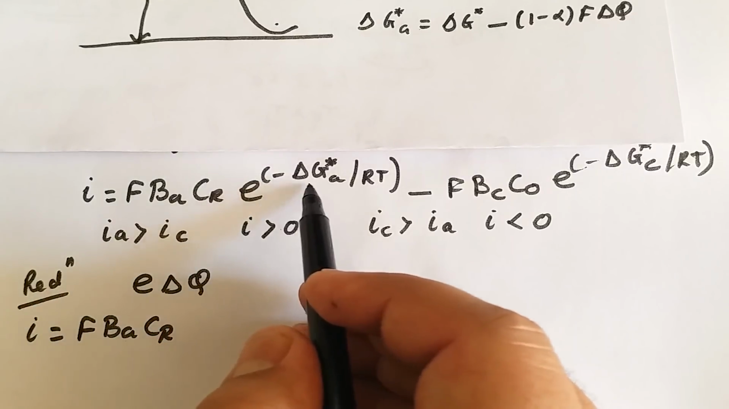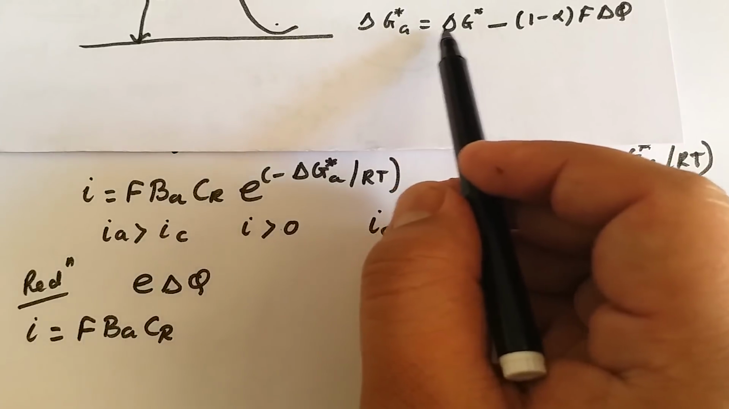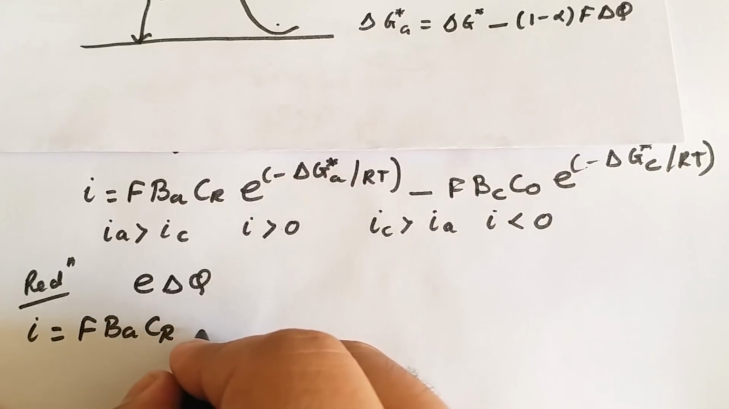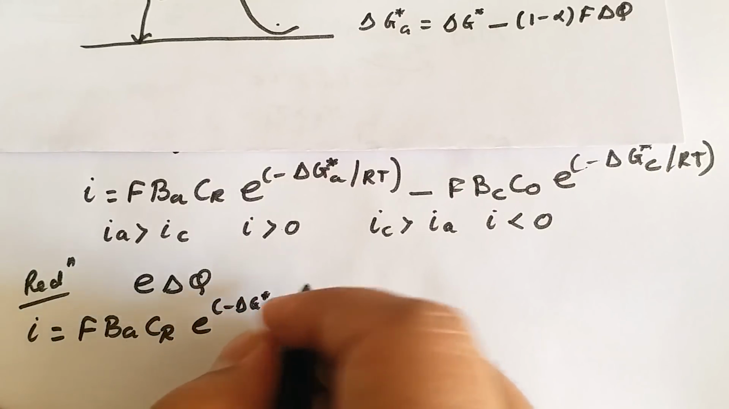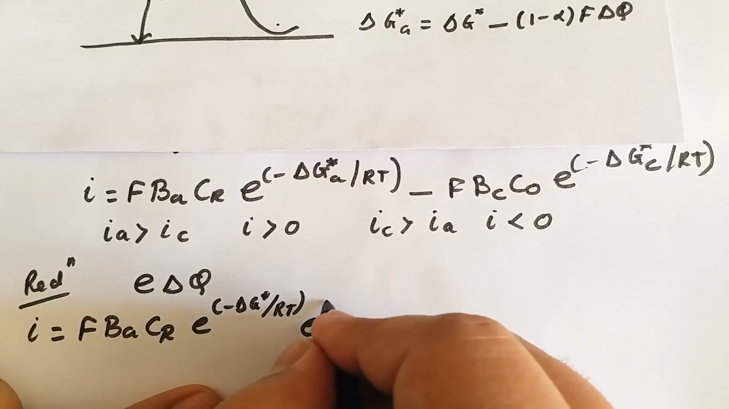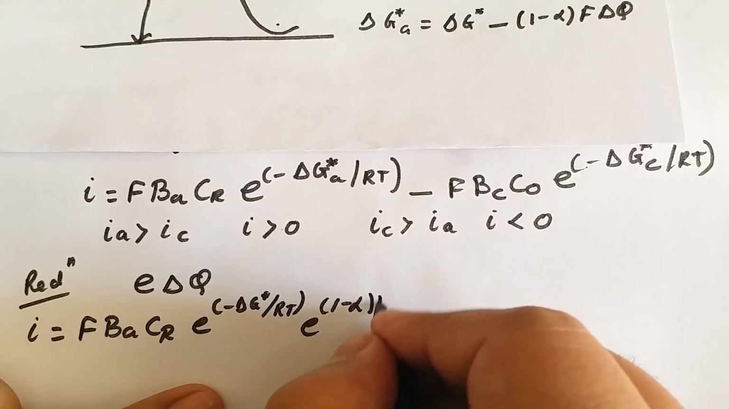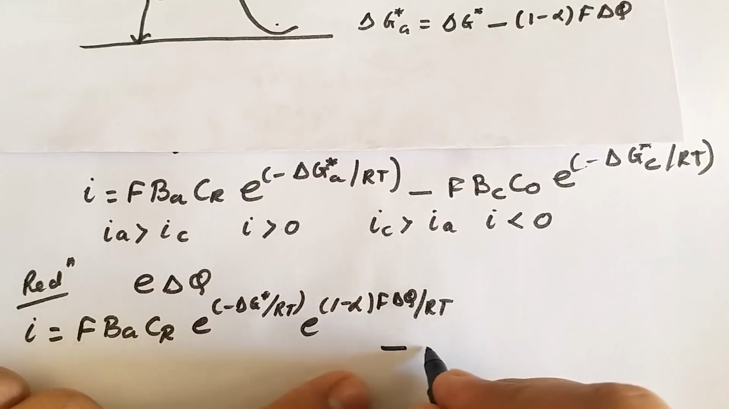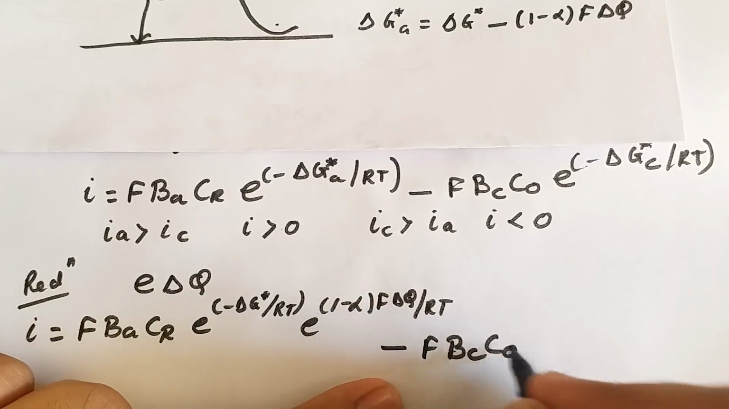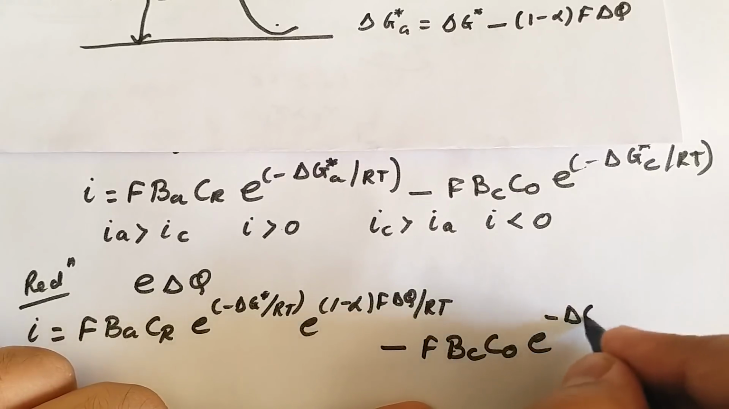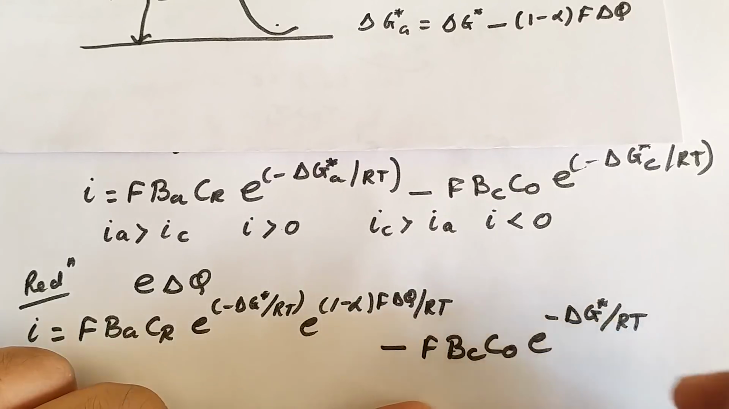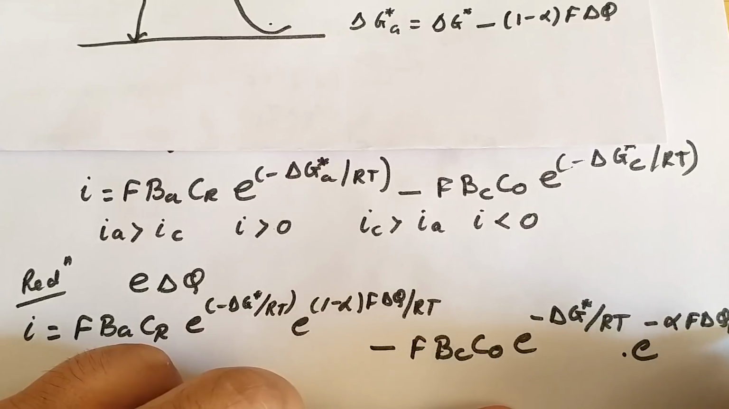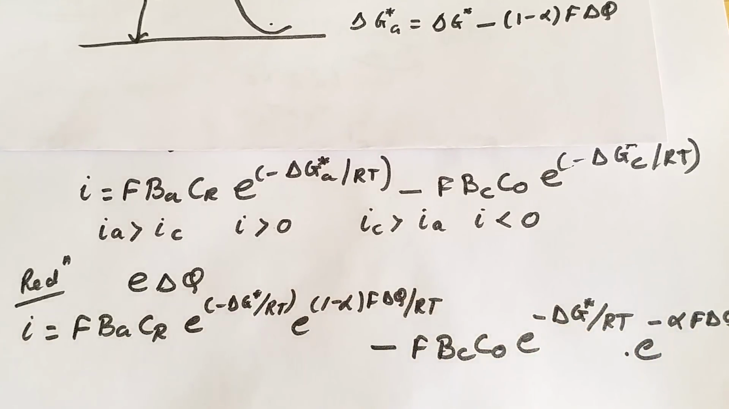So over here we have minus ΔG*a, so this will become minus ΔG*, and this will become plus, and I can directly separate both of them. So we will have e to the power minus ΔG* upon RT into e to the power (1 − α)FΔφ upon RT, minus F kc C0 e raised to minus ΔG* by RT into e raised to minus αFΔφ by RT. So this will be the representation.